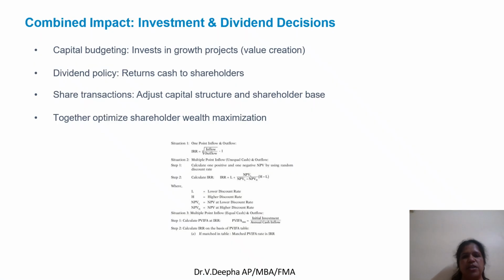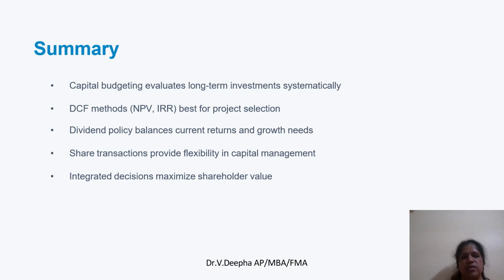Combined impact: investment and dividend decisions under capital budgeting, dividend policy, and share transactions. Summary: under investment decision, capital budgeting evaluates long-term investment. Then you have the best project selection under net present value and internal rate of return. Dividend policy balances current returns and growth. Share transactions provide flexibility in capital management. Integrated decisions maximize the shareholders' value.